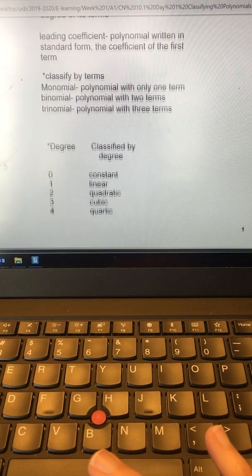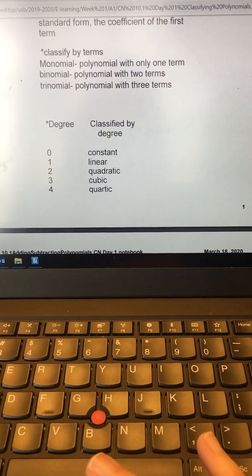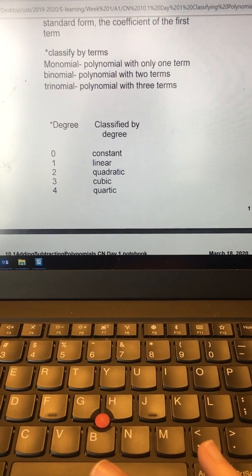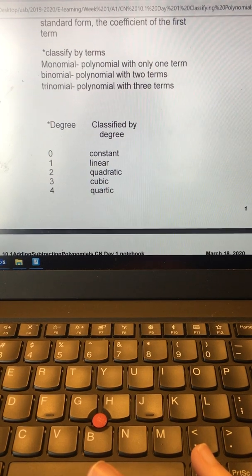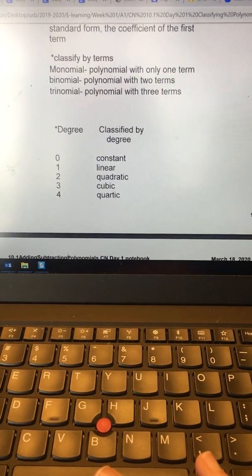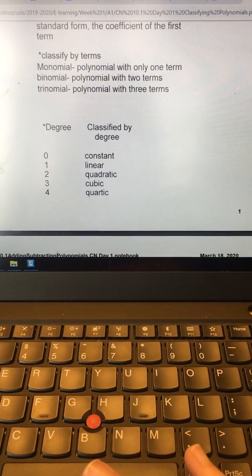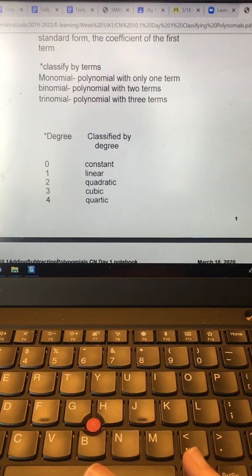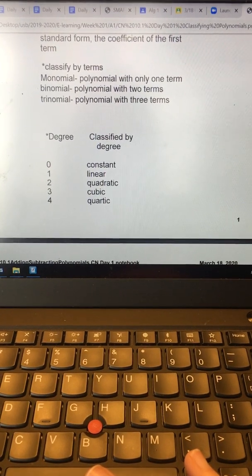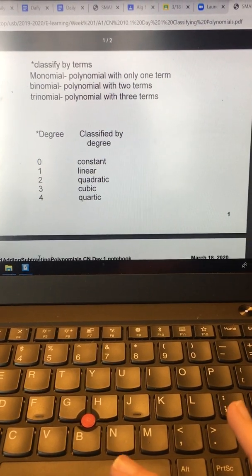So we classify in two ways. We classify by terms and degree, and that's what you're seeing on the bottom of the screen. We classify by terms. We have 1 term, 2 terms, and 3 terms, and we say that to ourselves, and we use the vocabulary words that are on the left. Monomial, binomial, trinomial. So again, 1 term is a monomial, 2 terms is a binomial, and 3 terms is a trinomial.